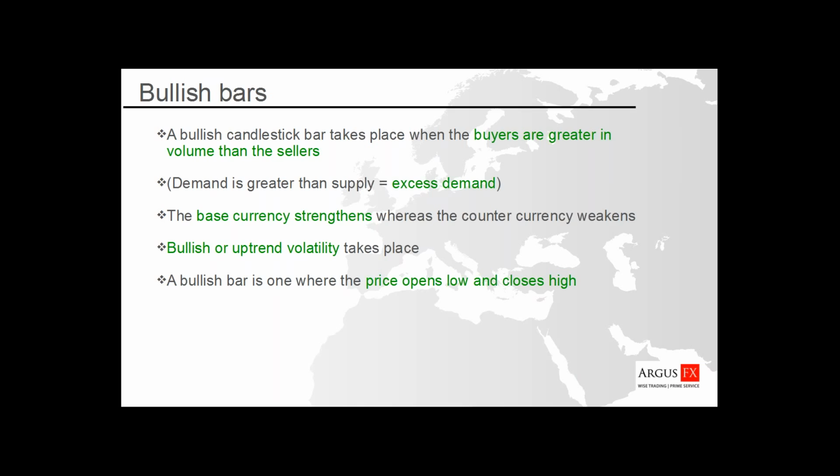Therefore, when we have a bullish bar, the base currency strengthens. In other words, if we have the euro dollar and we have a bullish bar, it means that at that point in time, the euro strengthened against the US dollar, which is the counter currency. When we have a bullish bar, we have the so-called bullish or uptrend volatility, movement in other words. Therefore, a bullish bar is one where the price opens low and closes high. Therefore, we have an uptrend momentum, an uptrend volatility, which the bullish bar describes.